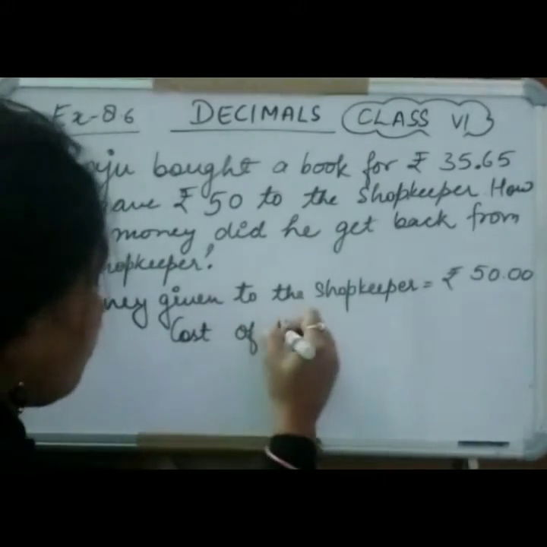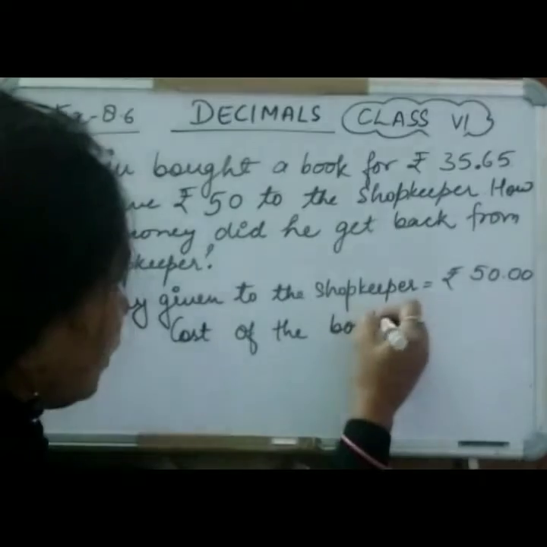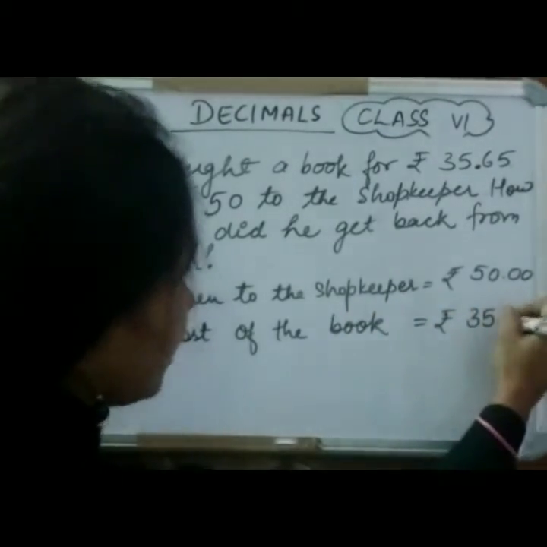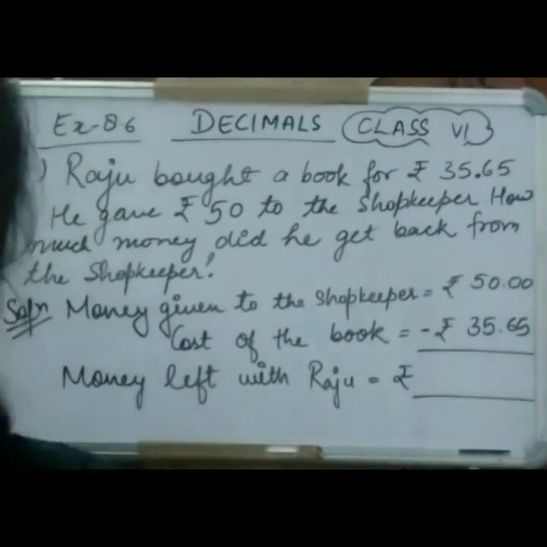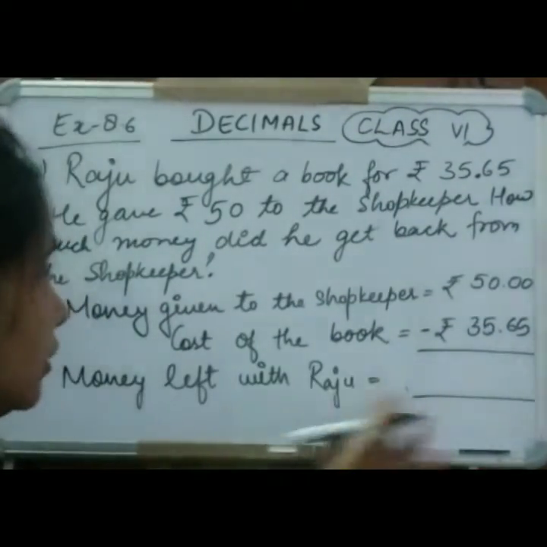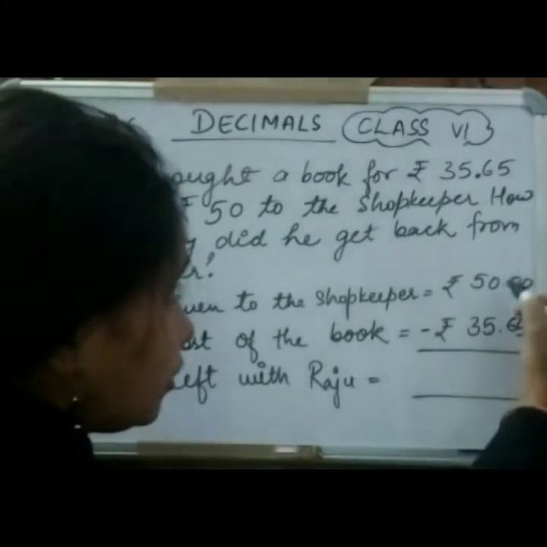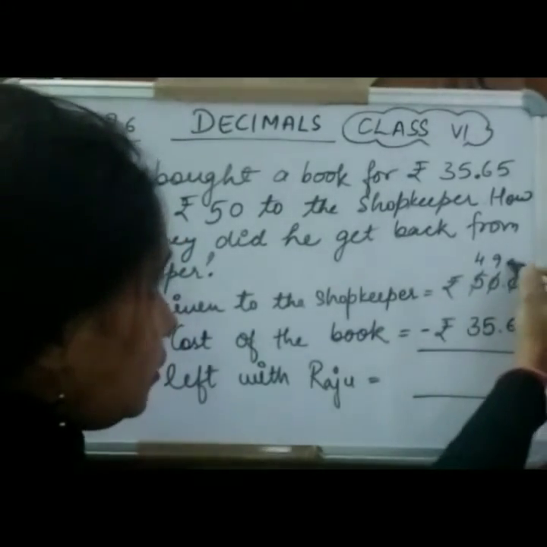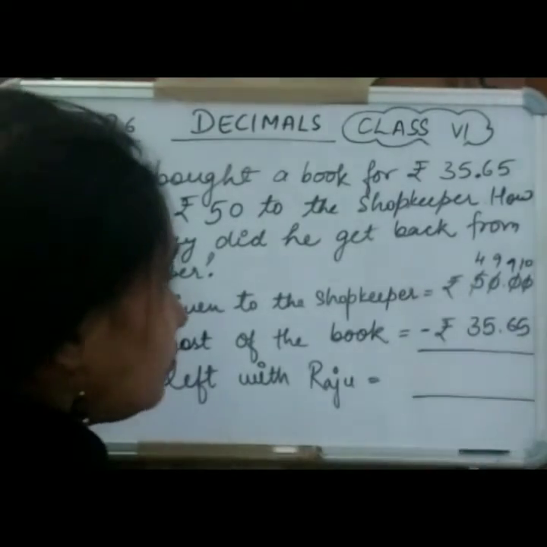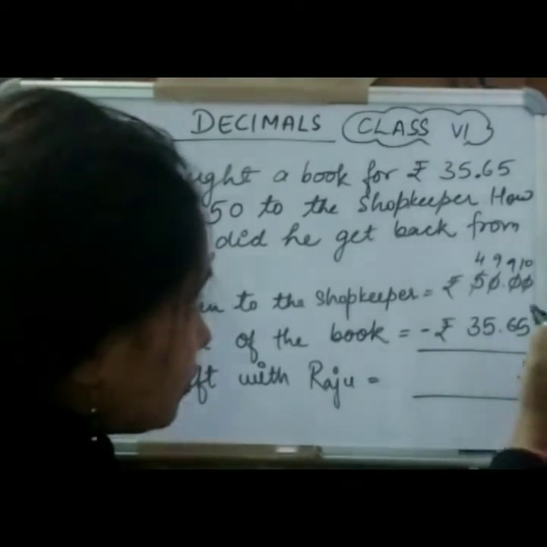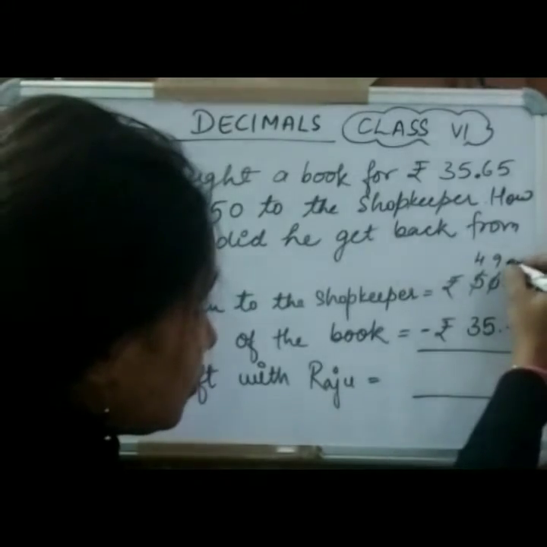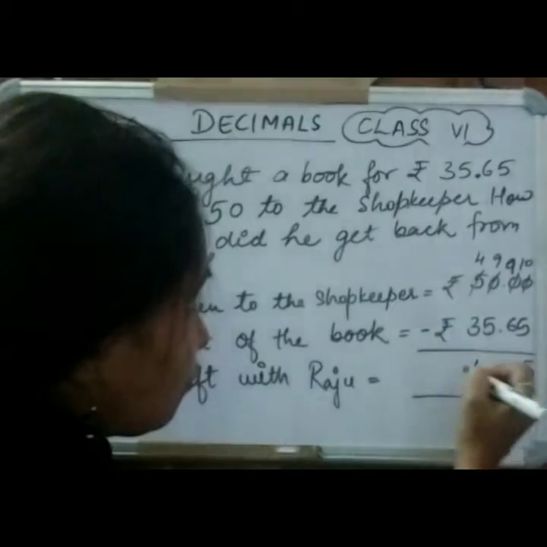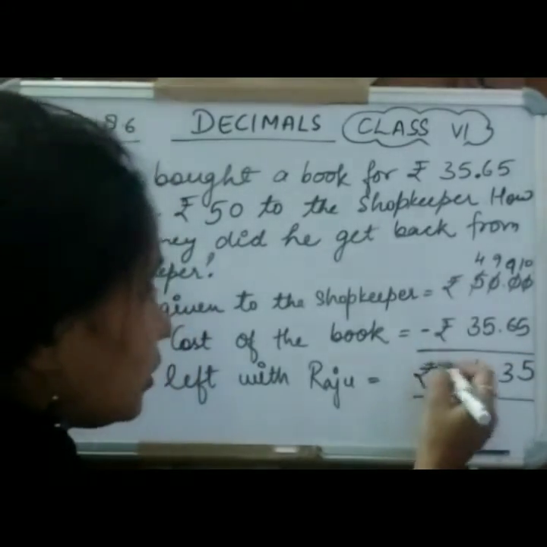Cost of the book. Okay. Cost of the book is rupees 35.65. Now money left with Raju. We will subtract it. Now here is the subtraction. It will become 4. Here it will become 9. Again 9, and here it will become 10. Now 10 minus 5 is 5. 9 minus 6 is 3. 9 minus 5 is 4, and 4 minus 3 is 1.